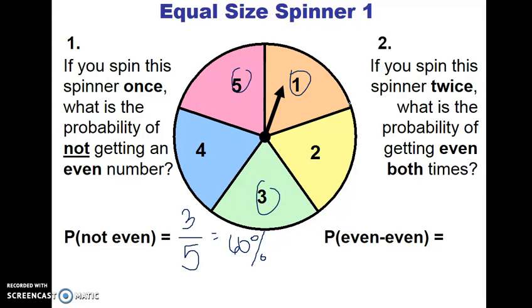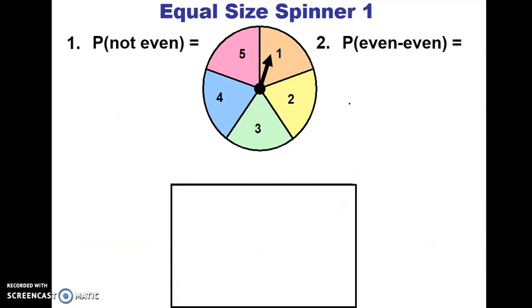And sometimes we think if you're going to spin it twice, that means, well, there's 5 the first time, 5 the second time, so it's like 10. But that's not how it works. So what I'm going to do is create a table that's going to have all the outcomes possible when you spin the spinner twice. Now I could have made a tree diagram, but I'm going to try a table this time.